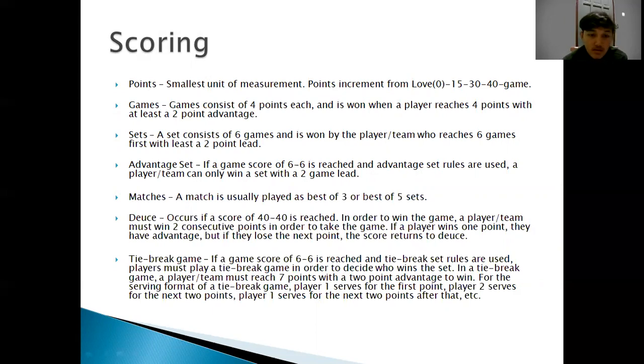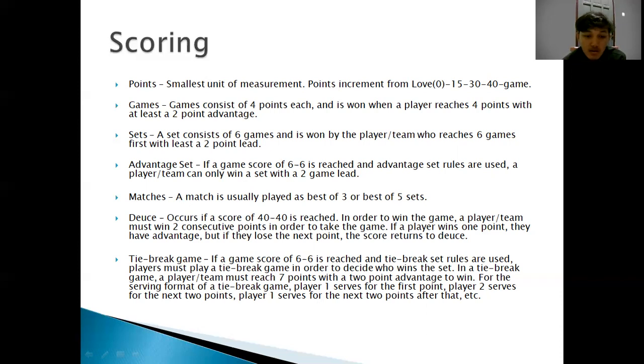Sets. A set consists of 6 games and is won by the player or team who reaches 6 games first with at least a 2-game lead. Advantage set: if a game score of 6 games is reached, advantage set rules are used. A player or team can only win a set with a 2-game lead. Match: a match is usually played as best of 3 or best of 5 sets.